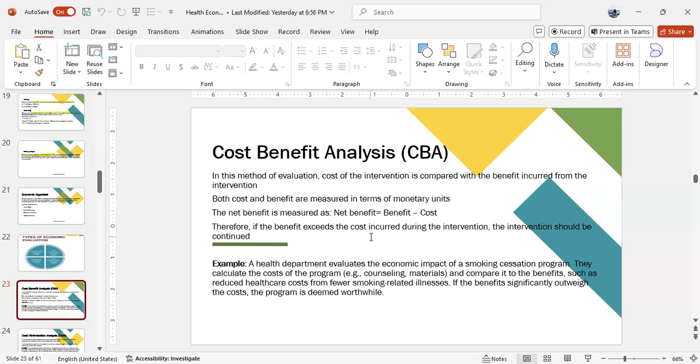Example: a health department evaluates the economic impact of a smoking cessation program. They calculate the cost of the program, for example counseling materials, and compare it to the benefits such as reduced healthcare costs from fewer smoking related illnesses. If the benefits significantly outweigh the cost, the program is deemed worthwhile.